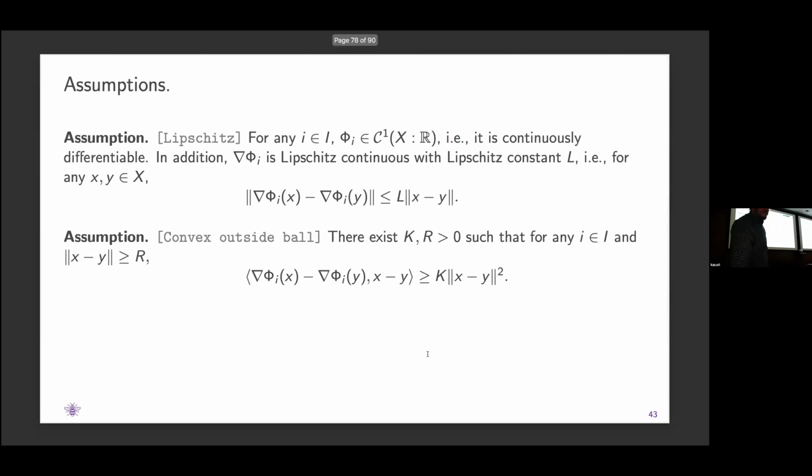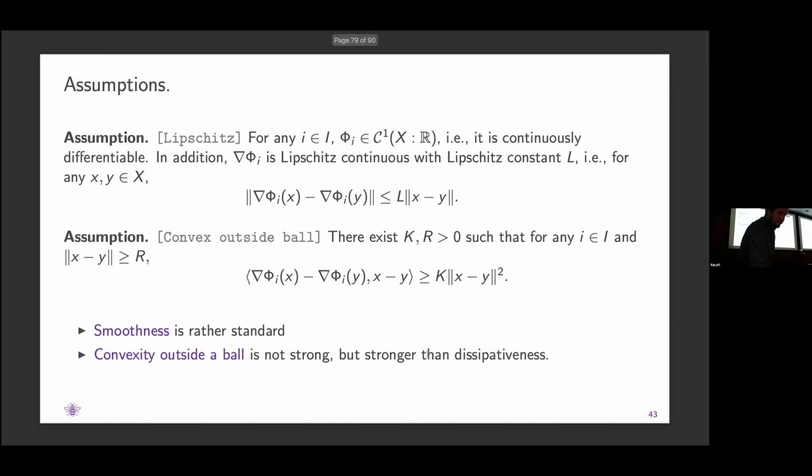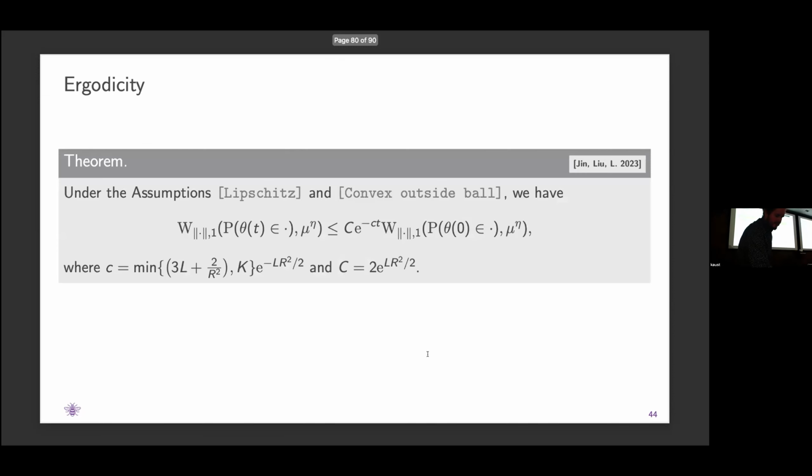Okay, so we need some assumptions. We need some Lipschitz assumption just for these SDEs to be well defined, and we need some kind of convexity outside of a ball, which is a bit more than what the other people have. They have only dissipativeness, which is a bit weaker than this, but it's not convexity. It's just convexity when you look from afar. So as values get big, you don't explode or anything. It's just preventing you from that.